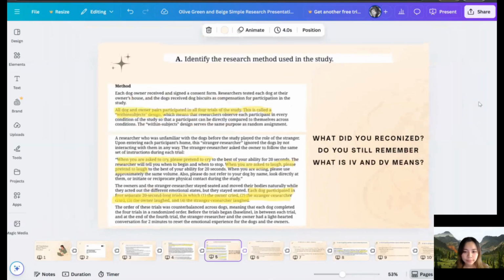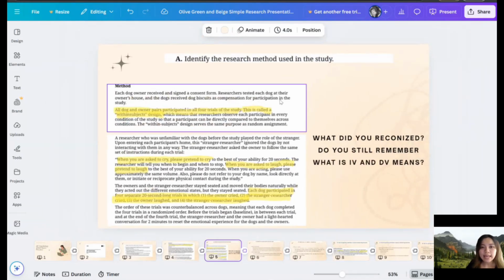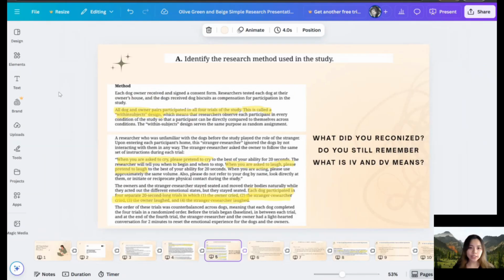Okay, so let's get started on the first question, which is A. Identify the research method used in the study. I don't know if anybody already recognized it when I read it. And look at the part I highlighted. All dogs and owner pairs participated in all 4 trials of the study. This is called the within-subject design.